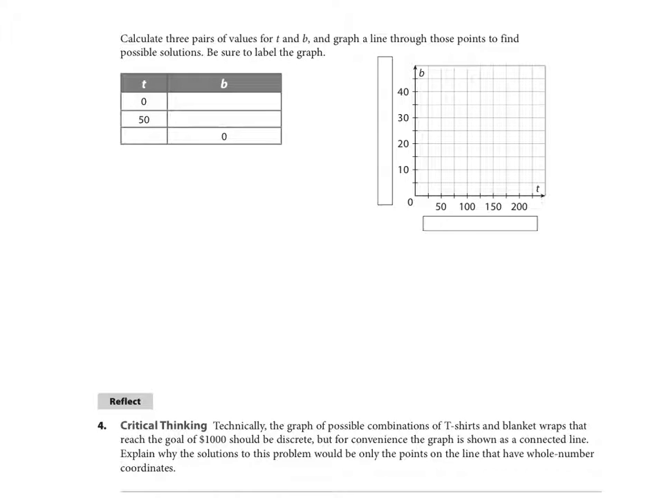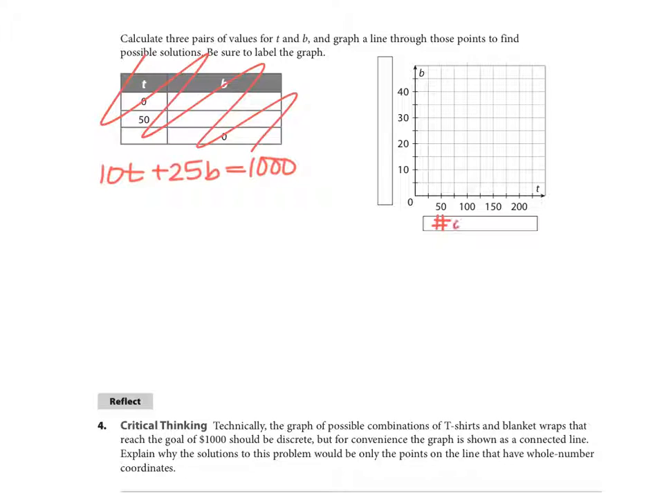All right, so my graph, we've got to pick different things. They're telling me T goes on the bottom. Okay, so I just copied our equation over. T goes on the bottom, which is the number of t-shirts. On B, they've already labeled that for me. B is for the number of blankets.